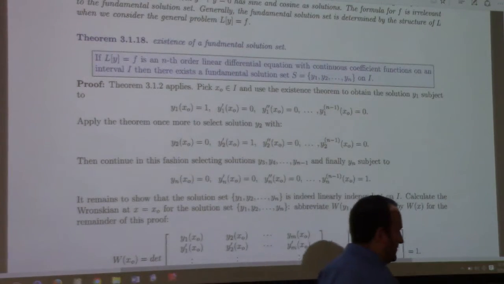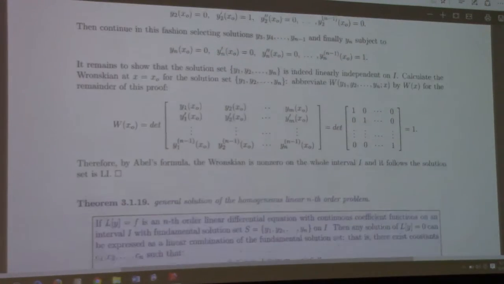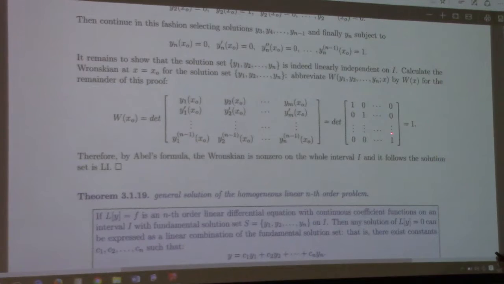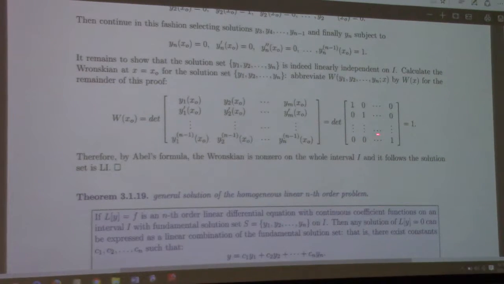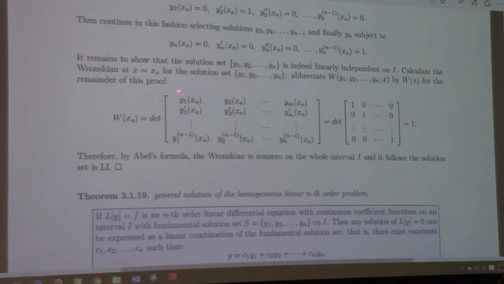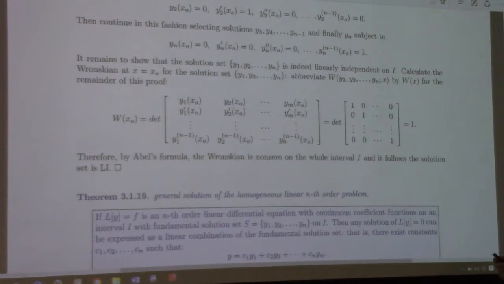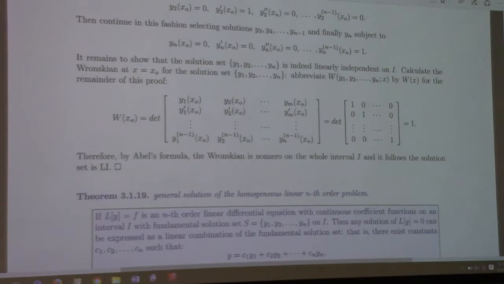Maybe you guys remember it. Do you guys recognize this matrix? Right, that's the identity matrix. The determinant of that's 1. So the fact that you can get any initial data that you want means that you can make the Wronskian matrix become the identity matrix, which is 1. Consequently, these functions are linearly independent. Being that they're a solution set, the fact that this is non-zero at one point implies it's non-zero at all points by Abel's formula. Consequently, we have a fundamental solution set.